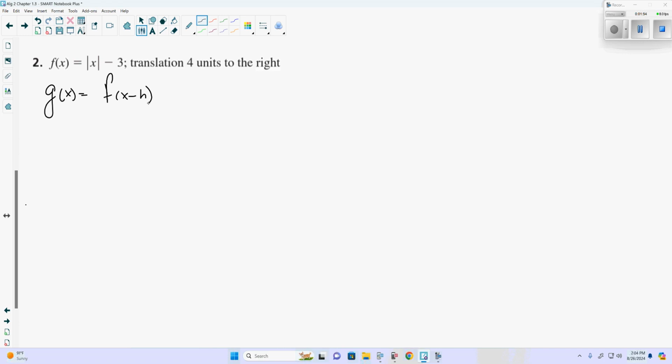Now our value for h of this here is going to be what? 4. Now since it's moving to the right, the value of h, this 4, is going to be positive. If it was moving to the left, the value of h would be negative 4. Now the next thing we can do is plug that value of h into the general form, giving us f of x minus 4.